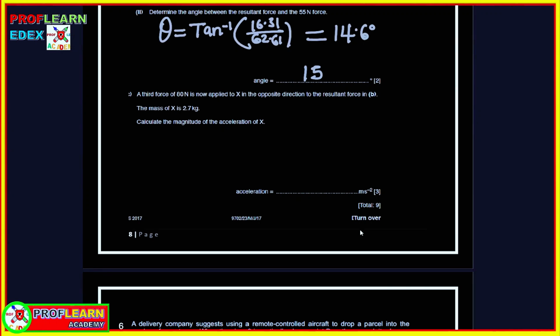We are told that a third force of 80 Newton is now applied along the x direction, opposite to the resultant force. So we are going to work out the resultant force here. We shall subtract the two forces, and then the resultant force is going to be 15 newtons. And for us to work out the acceleration, we use force over mass, and then substitute.